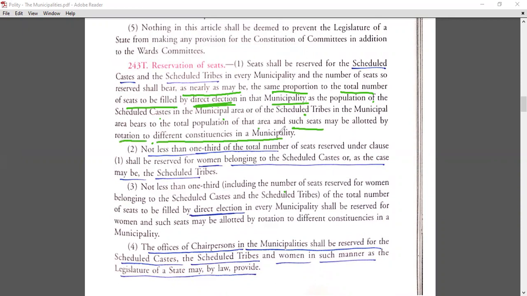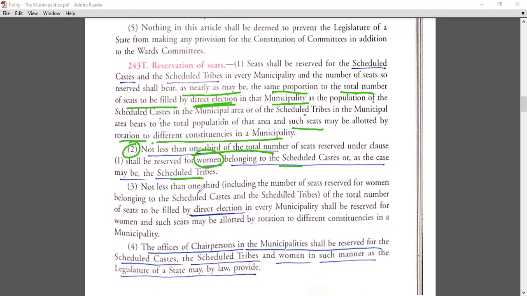So basically clause 1 says seats have to be reserved for SC and ST, with direct election, in proportion to the population, which is a very natural thing. Now coming to specifications, not less than 1/3 of the total seats reserved under this clause shall be reserved for women belonging to SC and ST. So minimum 1/3, not less than that, for women belonging to SC and ST.